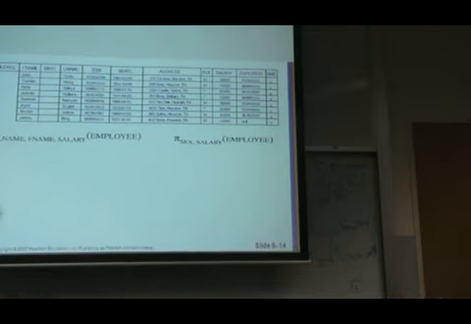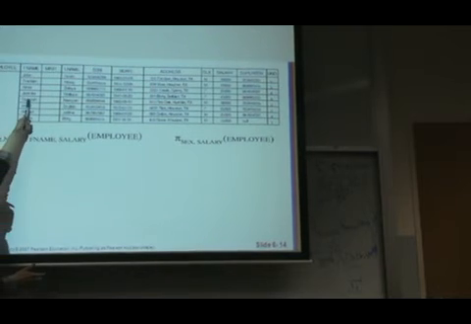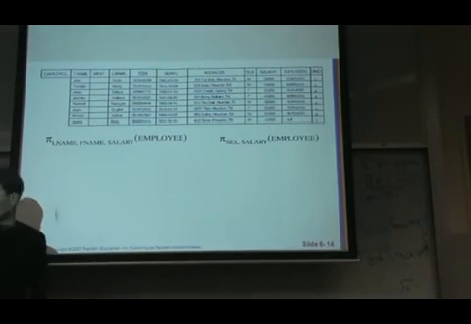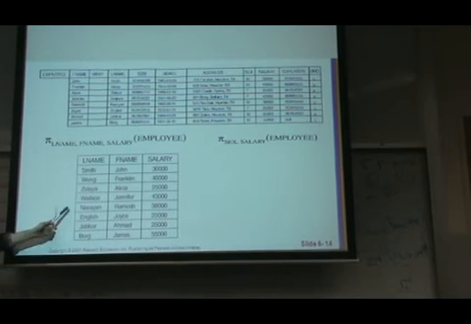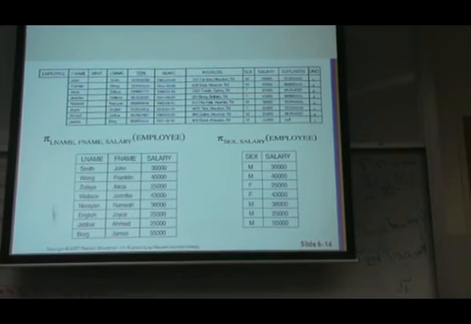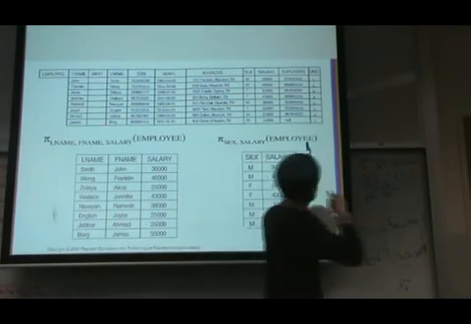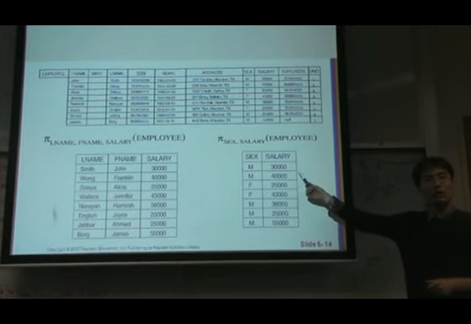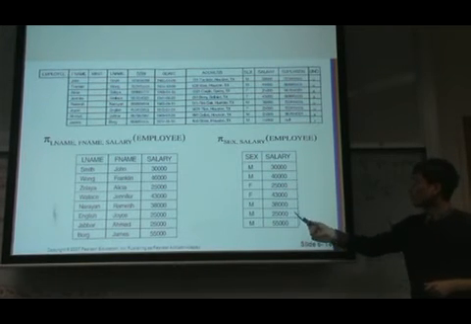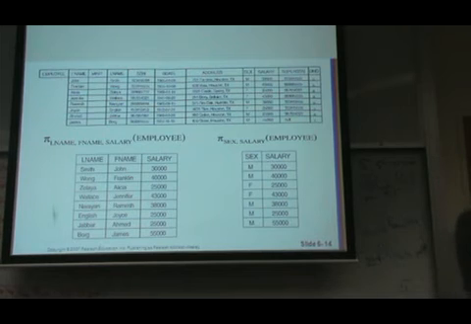Then, this one: last name, first name, and salary, employee. In total, how many employees do we have? 1, 2, 3, 4, 5, 6, 7, 8. 8 employees. What will be the return of this one? All 8. Then, when we project sex and salary, how many tuples? 1, 2, 3, 4, 5, 6, 7. Only 7. Why? Duplicates were removed.